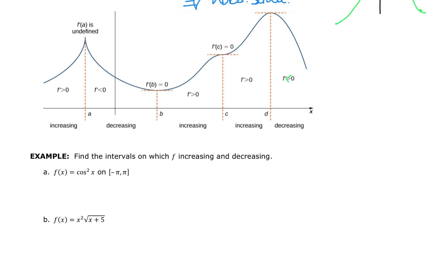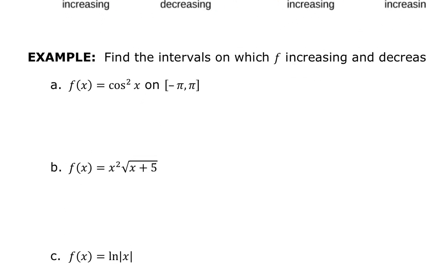So for this, what they want us to do is find the intervals of increasing and decreasing. So the first thing I'm going to do is find its derivative. So I'm going to find the derivative of the cosine squared. So f prime of x is equal to 2 cosine x times negative sine of x.